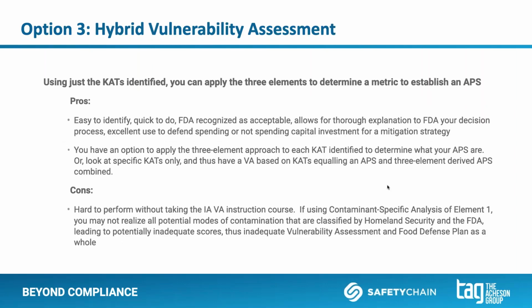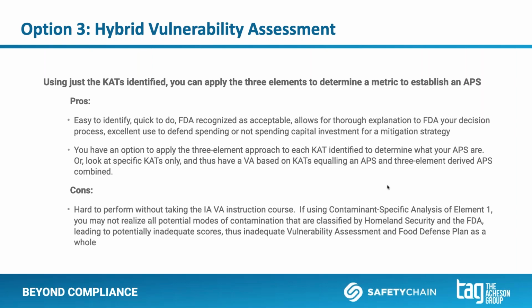The hybrid is my personal favorite approach to assessing a facility, whether or not they have any key activity types that become an actual process step. It's really easy to do, and it's quick to do. What you do is you go through your flow chart. You initially find your key activity types based on those 4 types, and then you score just those key activity types. And from there, you can determine whether or not the key activity type is an actual process step.